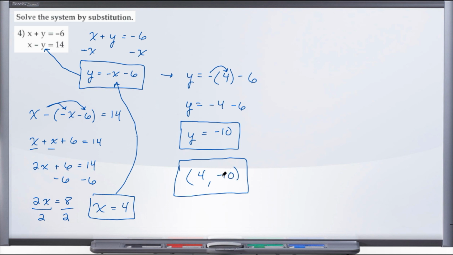If you take your point, plug it into both equations, and you get a true statement for one but a false statement for another, go back and check your work. Make sure you didn't make any little sign errors, and double check that, because then the point you have is not a solution, and so that answer will be incorrect. So you want to make sure that the point you've solved for, when you plug it in, you indeed get a true statement for both of the equations you're working with.